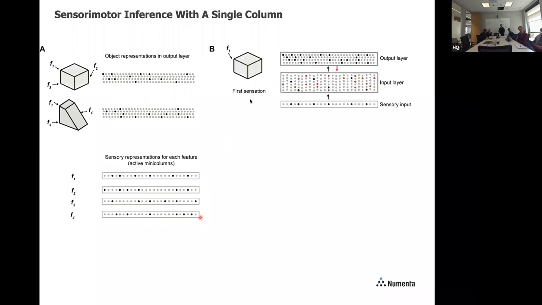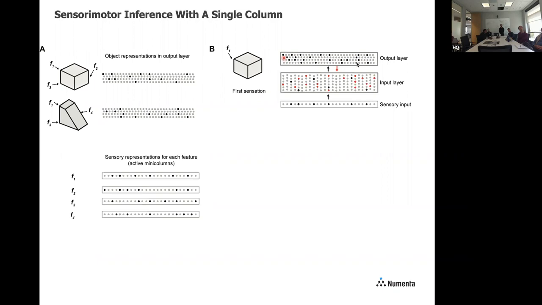Okay, so here's what might happen after the first sensation. Let's say you reach out, again, you're going into this dark black box and you're touching something with a single fingertip. And so you sense feature one, okay? The sensory input that comes in corresponds to these mini columns that become active. At the output layer, you don't know which object it is because feature one is shared across these two objects. So what you'll get at the output layer is a union of these two SDRs. Okay, so you get the OR of those two SDRs active there.